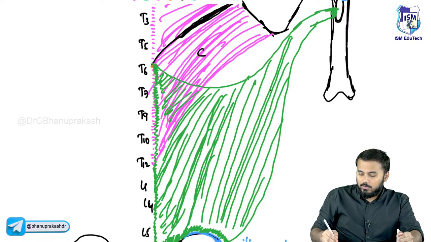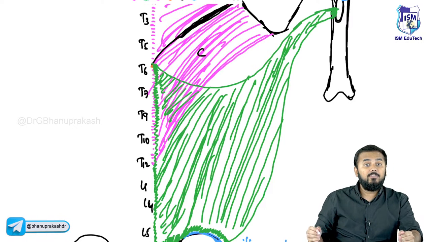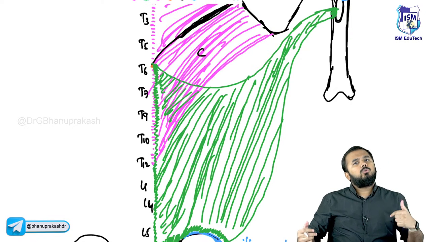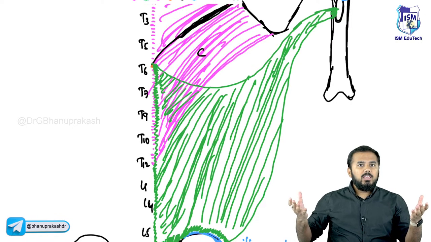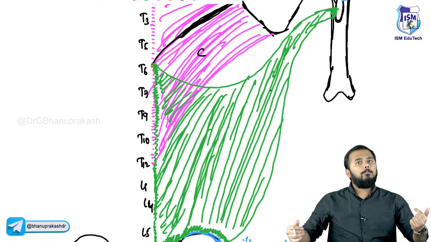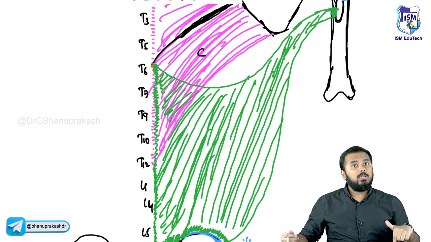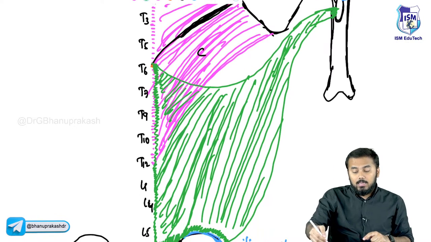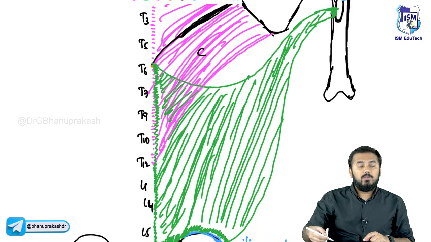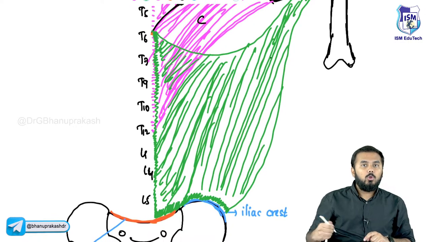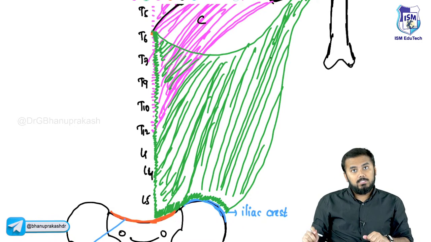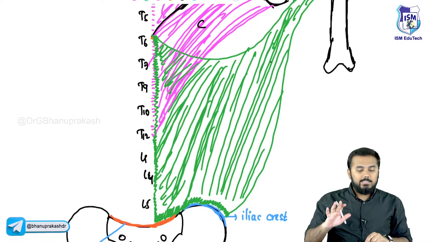So what is the importance of this, guys? Whenever you are lifting heavy weights, obviously you will have lower back pain. You are lifting weights with the hands, so why is the pain in the lower back especially? The reason is that when you lift a heavy weight, the tension is transmitted to the lower back through the latissimus dorsi muscle. That is why you have pain there, and why doctors say never lift heavy weights all of a sudden. Okay, so this is latissimus dorsi.